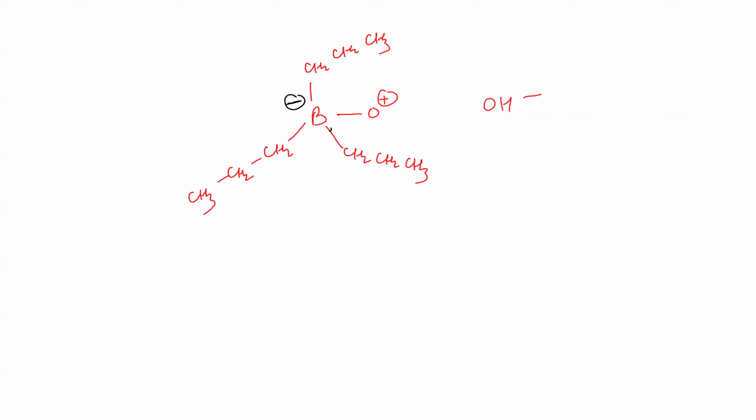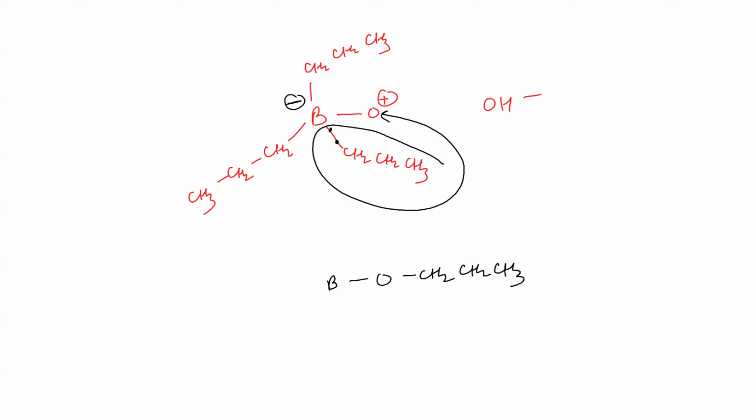Now this entire structure shifts here with both of its electrons. You understand? So it takes its electron and shifts on boron. So we will have B, O, CH2, CH2, CH3. And because this group has already taken, see, understand, carbon's electronegativity is more than hydrogen.